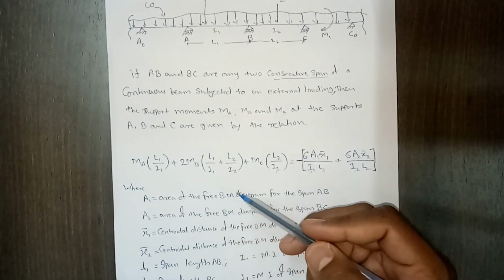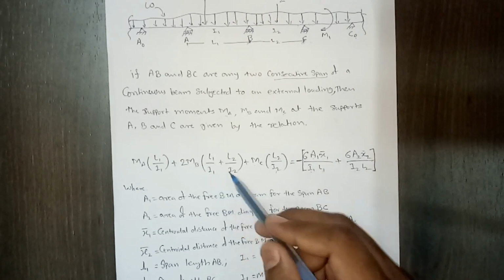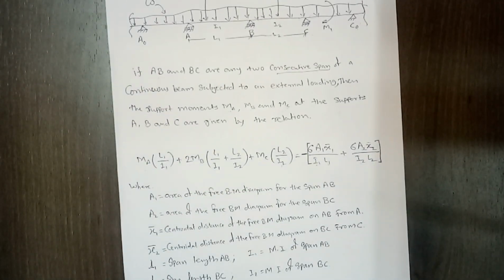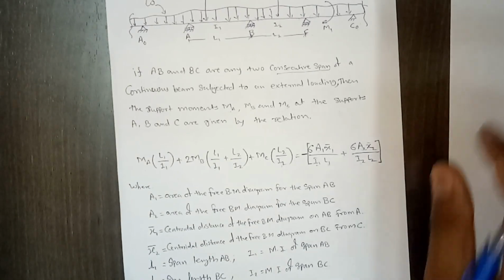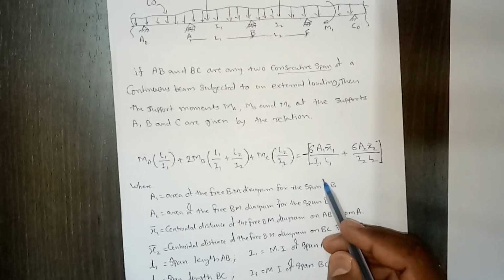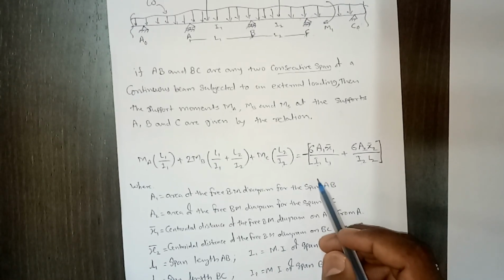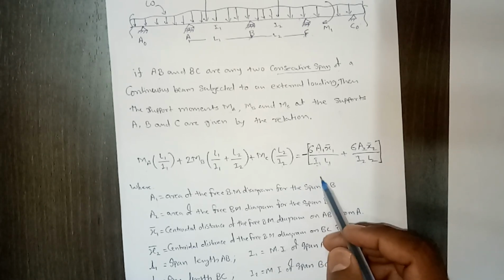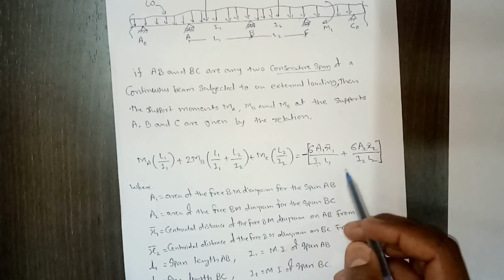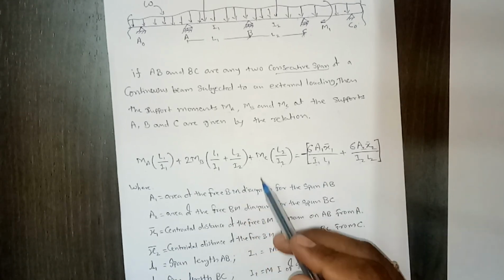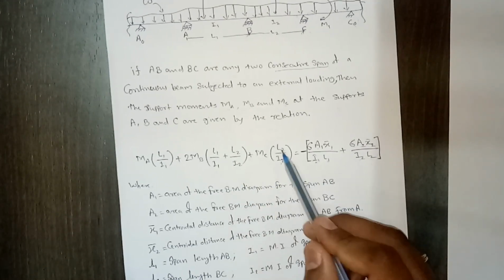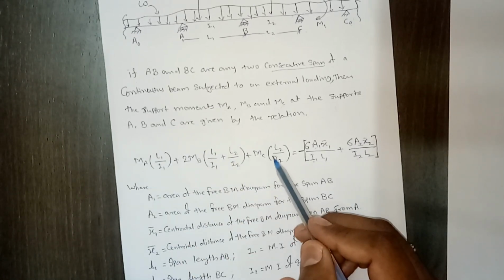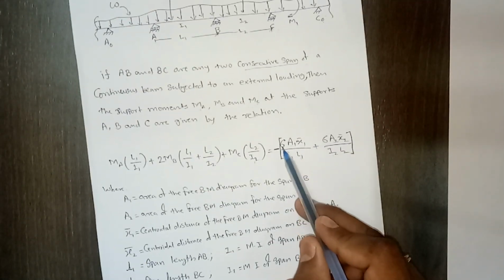But majority of the time this I is constant. Generally we try to keep the same section so that it will be easy for construction purposes, right? However, if there is a drastic change in the bending moment, then we may reduce the depth of the beam, and if you reduce the depth of the beam, then I of the beam will change. In that case you should consider this I. So this is the left hand side of this equation, and then the right hand side has A1.